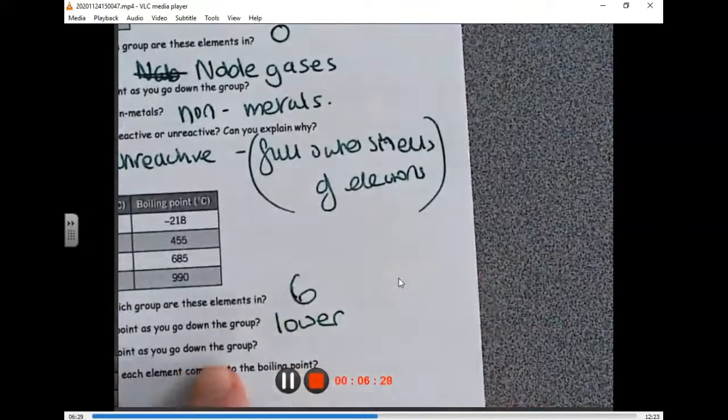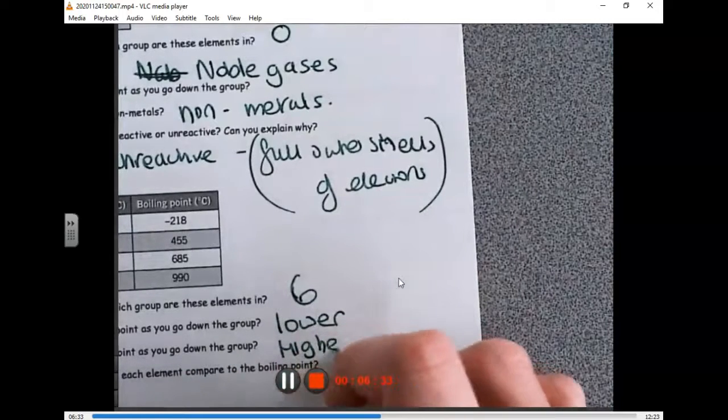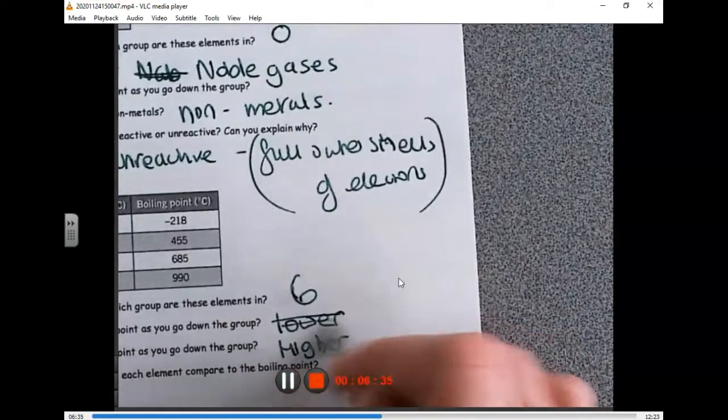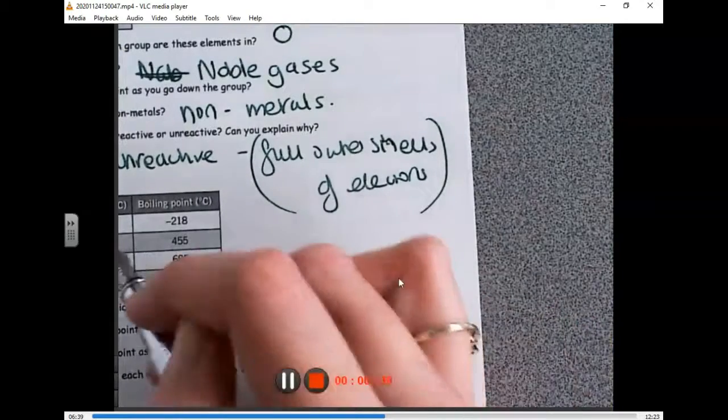What happens to the boiling point as you go down the group? It gets higher. Sorry, the melting point gets higher as well. They both do. So closer to 0 means they're getting higher.